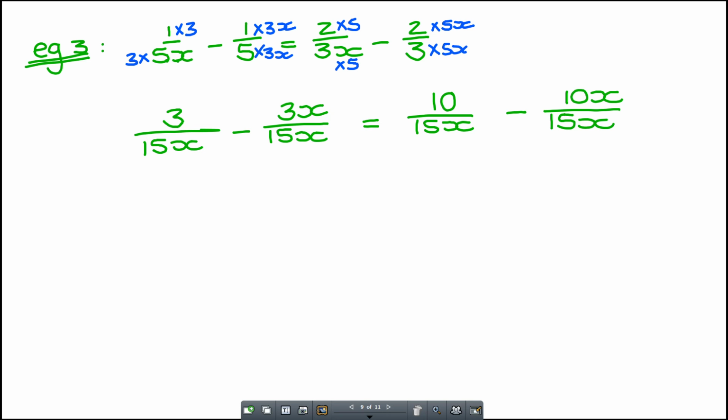Kazi, denominators are the same, right? So what's our next step? Only look at the top. So I'm going to say 3 minus 3x equal to 10 minus 10x. Now it looks way easier. So you guys solve it from there, please.